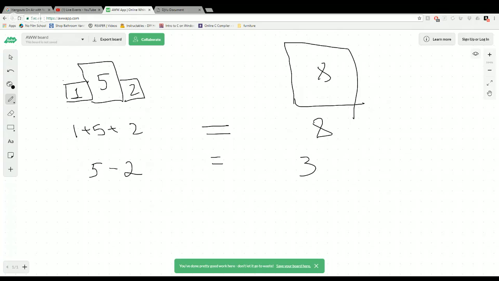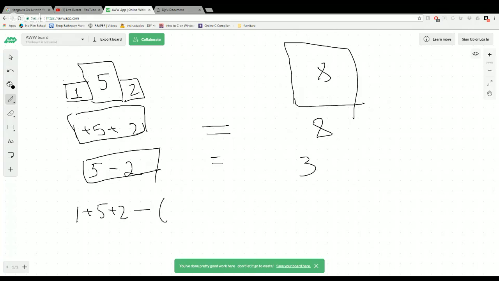Now, the question says, is it always true that if I take the left sides of both equations and look at their difference, so 1 plus 5 plus 2 minus this expression, 5 minus 2, it will always be equal to the difference of the right sides of the equations? So 8 minus 3.